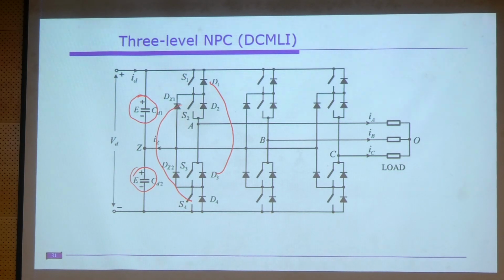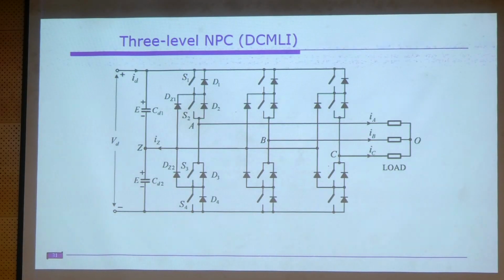Understood? The operation is simple, and another thing is that this diode is there, right? It is known as the clamping diode, and with this clamping diode we are accessing this neutral point. That's why it is known as the neutral point clamped, NPC converter.